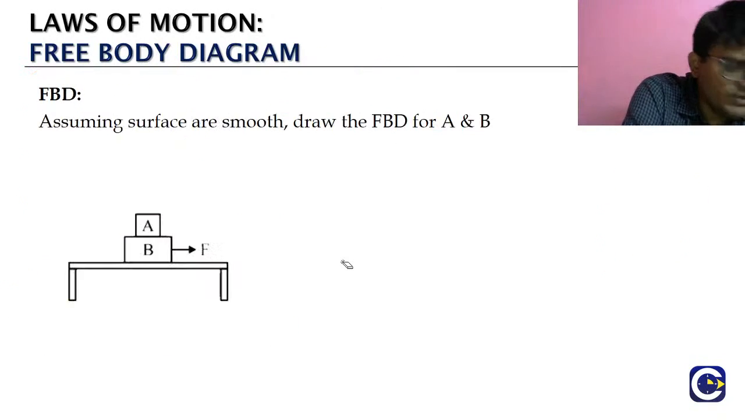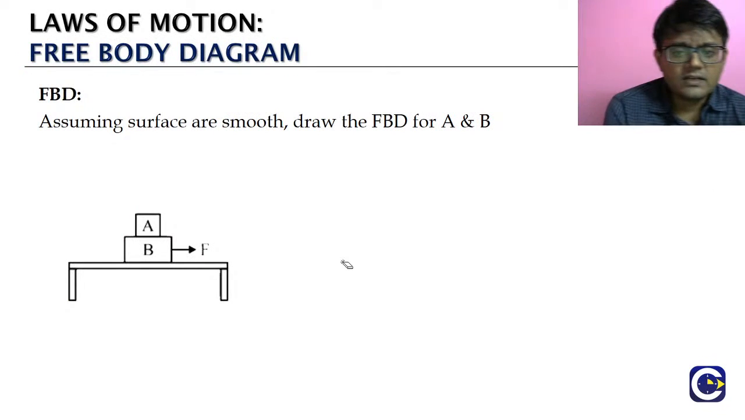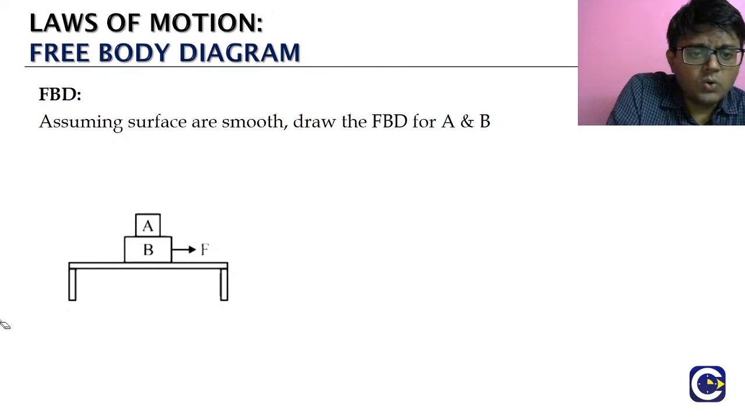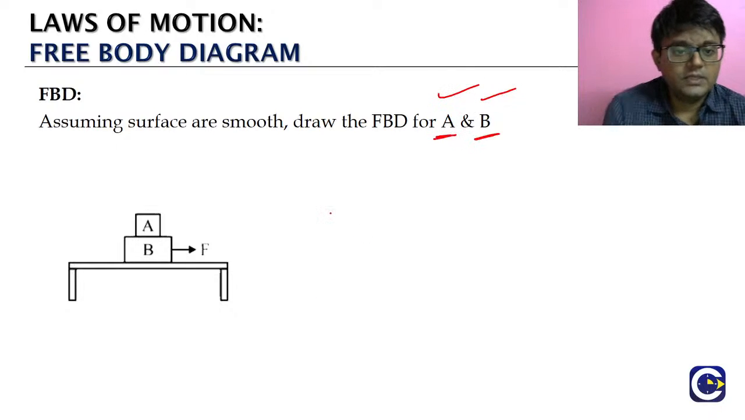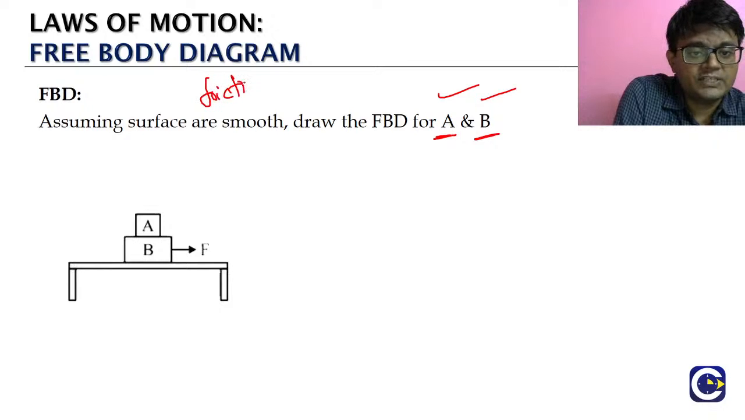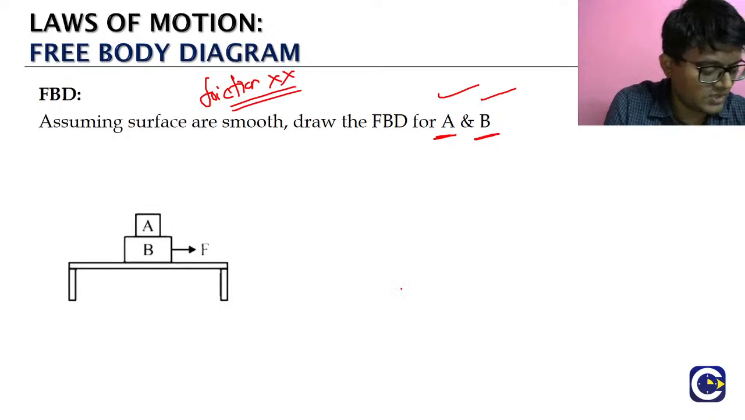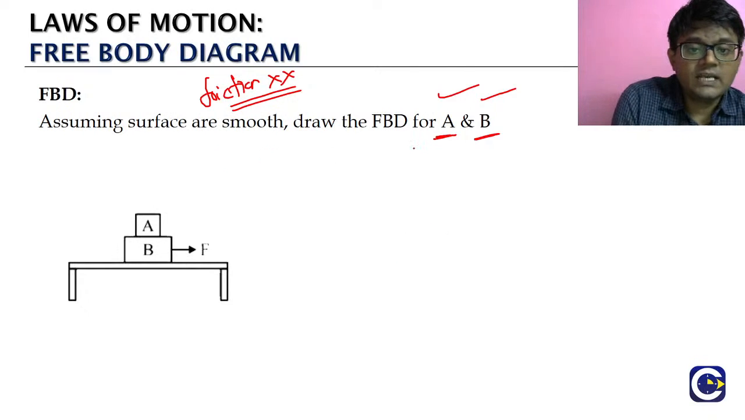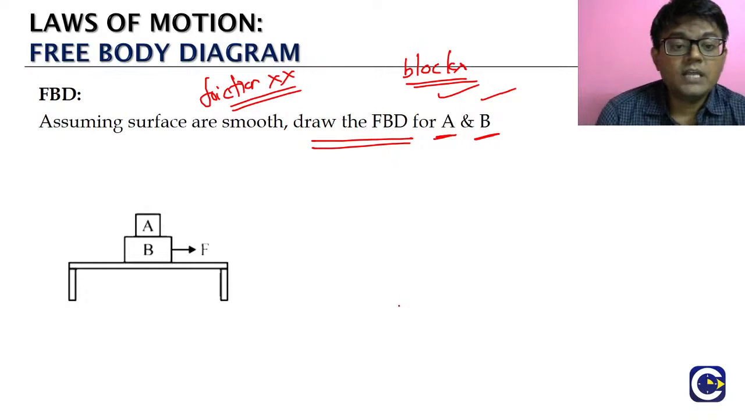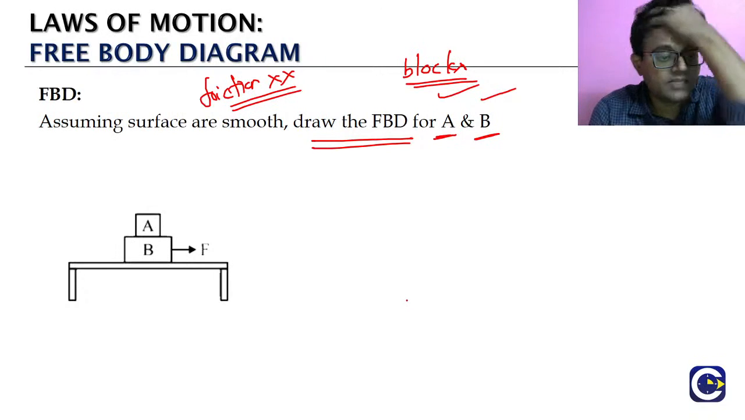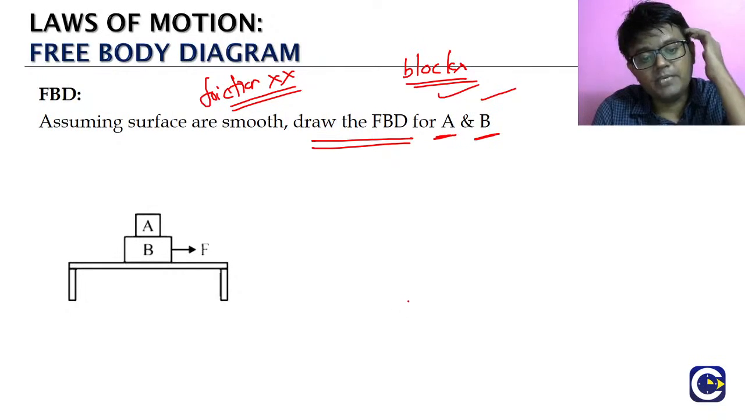Okay? We will look at one more example. Look here, I am giving you two objects. Suppose there are two blocks. How many blocks are there? There are two blocks: block A and block B. Here too we are not talking about friction. We are not going to talk about friction. The question is: draw the free body diagram for block A. So there are two blocks here, block A and block B. We should draw the free body diagram for block A, and we should draw the free body diagram for block B.